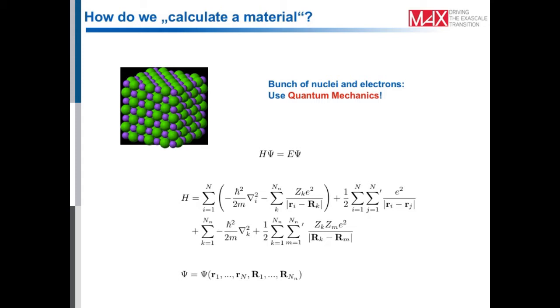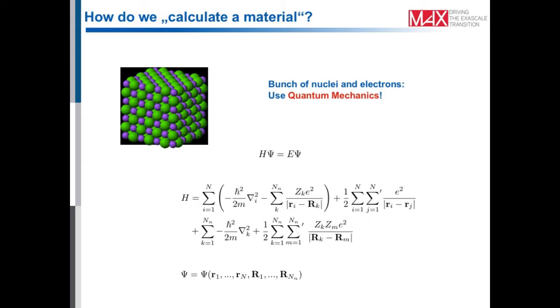So what do we have to do? We have to solve a Schrödinger equation. Yeah? So we have a Hamiltonian, and we want to calculate the energy, and we want to get a wave function that describes our material. And then, well, let's set up this Hamiltonian. We know what goes in. Here we have the kinetic energy of the electrons. I think this is the electronic part first.